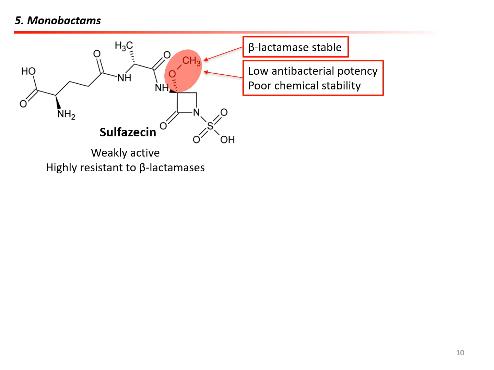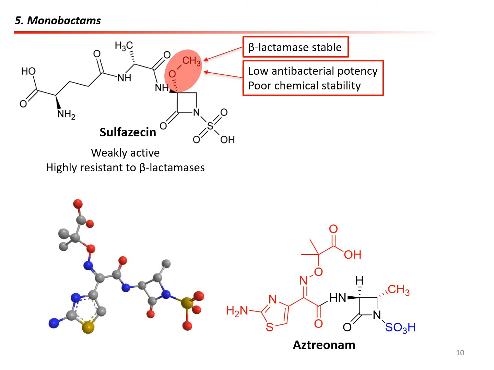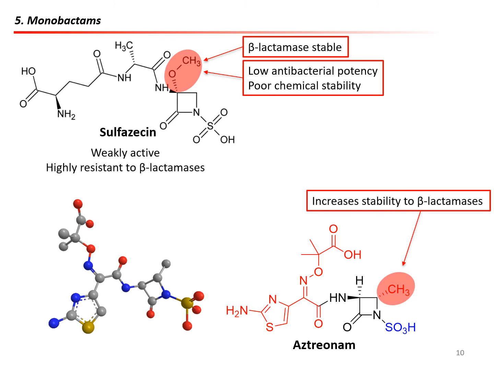The loss of resistance against beta-lactamases due to the removal of the carbon 3 methoxy was compensated for by having a substituted oxime on the amide side chain. Aztreonam, shown here, was the first FDA-approved monobactam that has a side chain closely resembling that of ceftazidime. Another structural feature in monobactams that contributes to increasing stability to beta-lactamases is a methyl on carbon 2. This methyl was also found to increase activity against gram-negative bacteria.